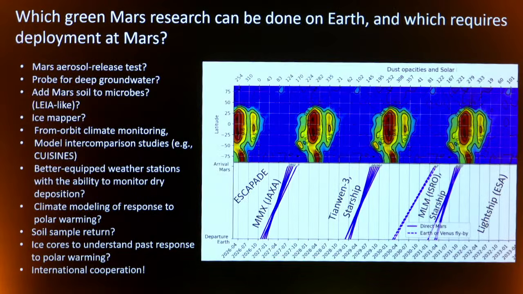But looking ahead, although a lot more research can be done and will be done on Earth, some green Mars research will require missions to Mars. And I think that thinking about possible future greening of Mars provides fresh impetus to lots of projects that the community wants already, including looking for deep groundwater, which has already come up in this conference as a priority, ice mapping, better climate monitoring.